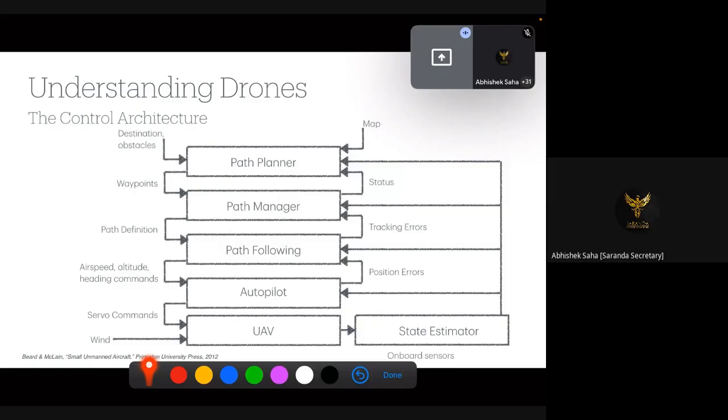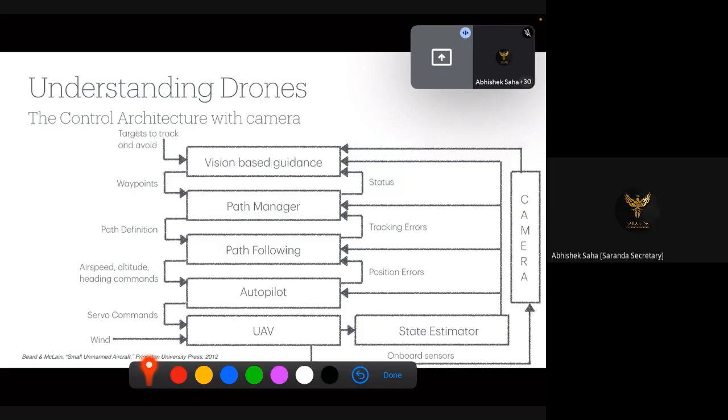But if you have a camera for navigation, only the path planner part changes. Now the camera feedback is used as a guidance tool. Whatever you see, you perceive your environment accordingly and plan your path. So the path planner is now replaced by a vision-based guidance. Whatever is the visual feedback, you accordingly plan paths, and the remaining architecture remains the same.